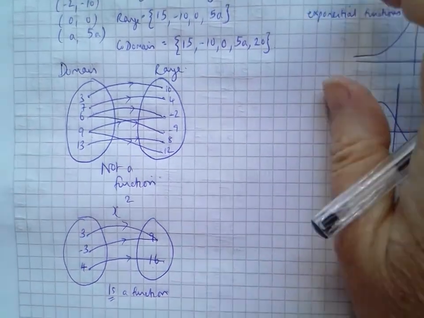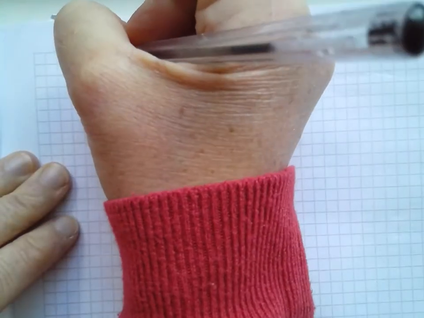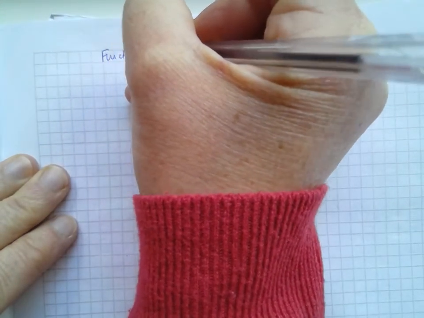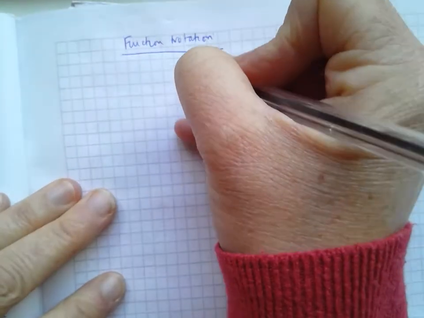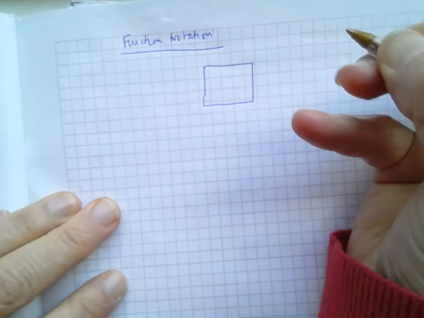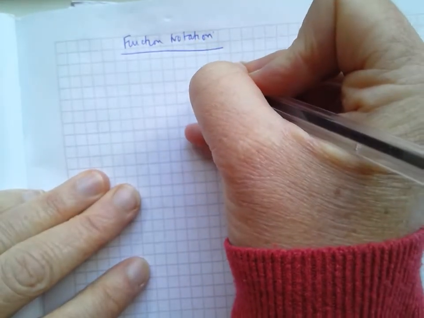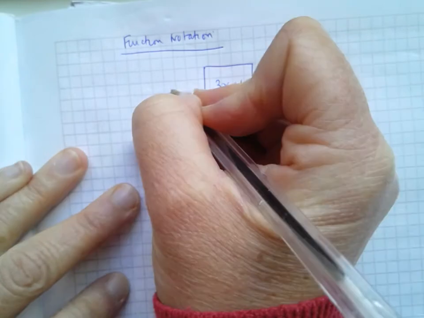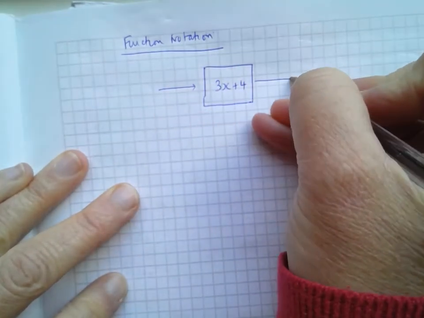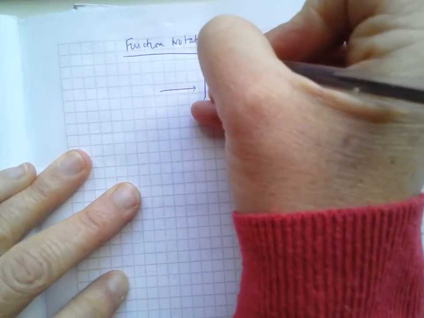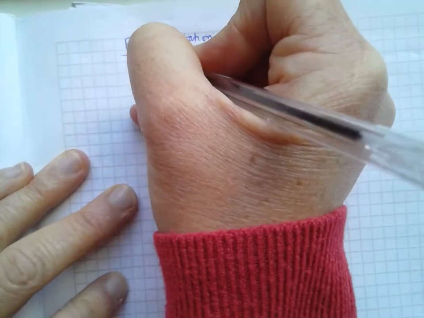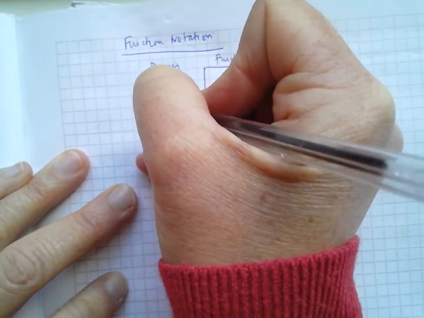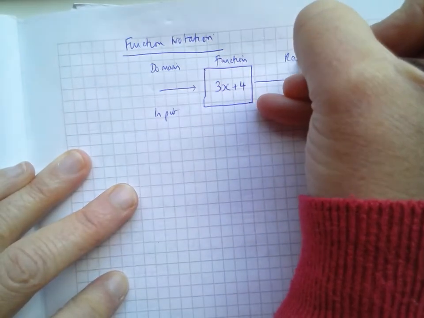Okay, over now to function notation. Let's keep moving. Function notation. So we have this box, remember, and we said let's take a different function this time. Let's say it's 3x plus 4. So whatever number we put in, 3x plus 4 is what happens to it, and we get a number out. Remember, this is our domain, or our inputs. This is our range, or our output.